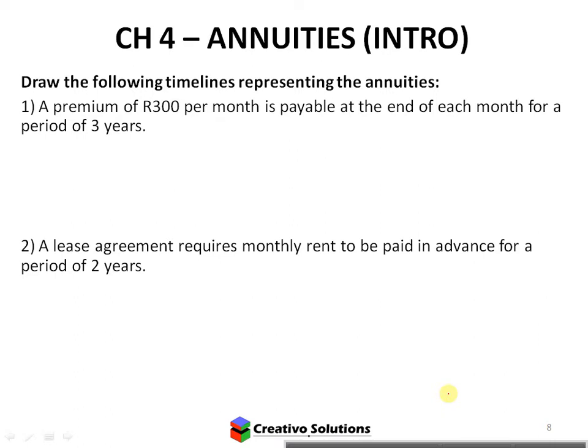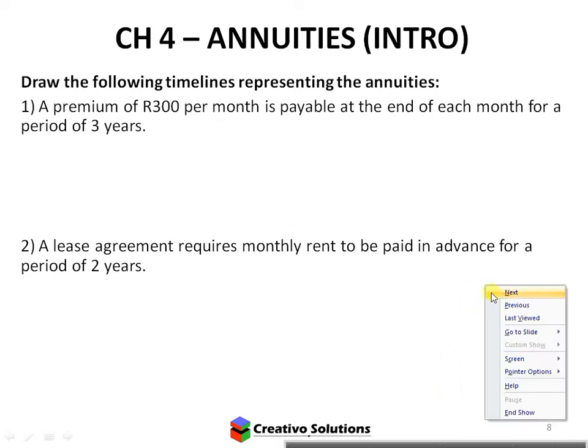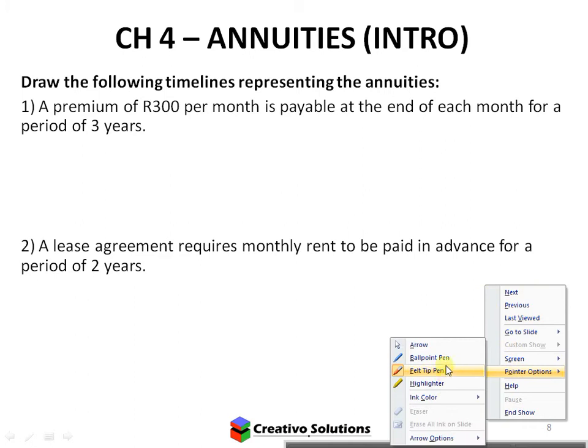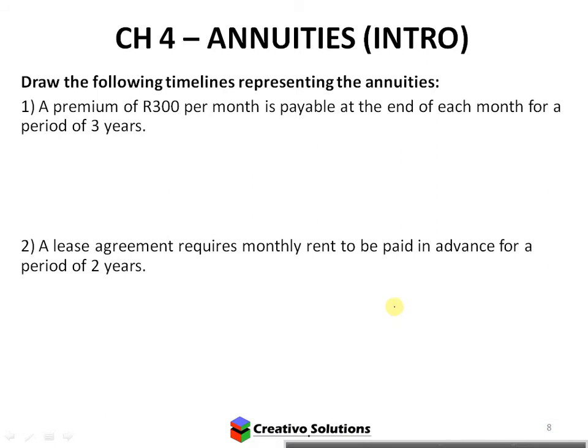Here's a few examples that I want you to consider in terms of drawing a timeline. What would the timeline look like for each of these? Is this an annuity due? Is this an ordinary annuity, or is this a perpetuity? Number 1 is an ordinary annuity. Correct. Why? Because it's at the end of each month.